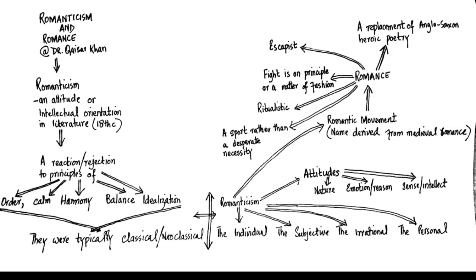So far we have tried to identify two kinds of attitudes or approaches toward literature. One is that of the classical, who believed in order, calm, harmony, balance, idealization. Their writings were directed toward the collective good of the society, while the Romantics, those people who followed the notions of Romanticism, believed that the individual is important, the subjective self is important, your imagination is important, spontaneity is important, placing your emotions above all is important. So these two trends that we see are the hallmark of the 18th century.